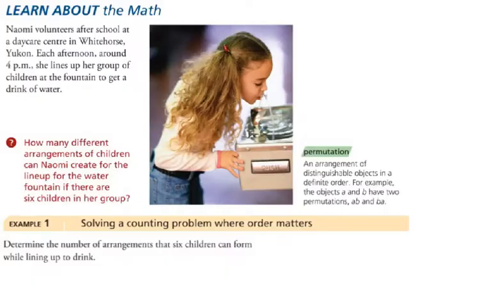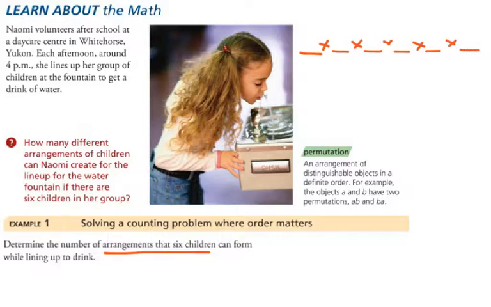So for example, we have a daycare with a group of kids lining up to get a drink of water from the fountain, and I want to know the number of arrangements that 6 children can make. If we do this with the fundamental counting principle, we would have 6 decisions to make, so we would need 6 blanks. And we count our choices.